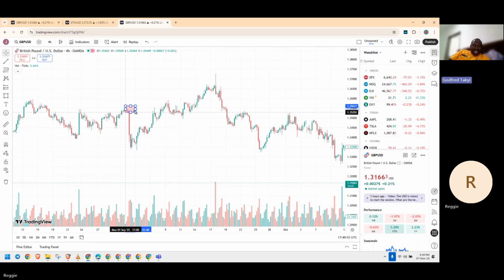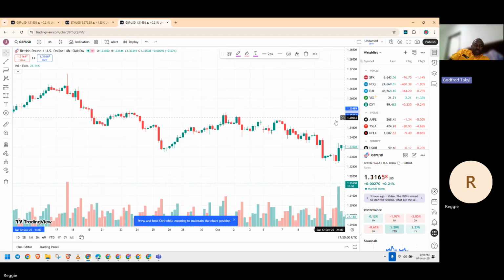Okay. So the candle before the explosive move. So mark that candle well. You can enlarge your screen so that you can see the candle's edges very well.